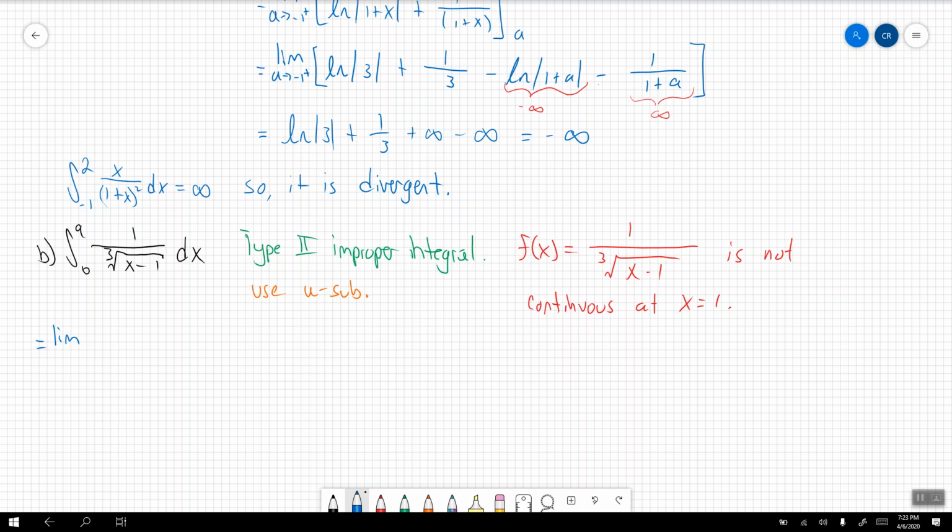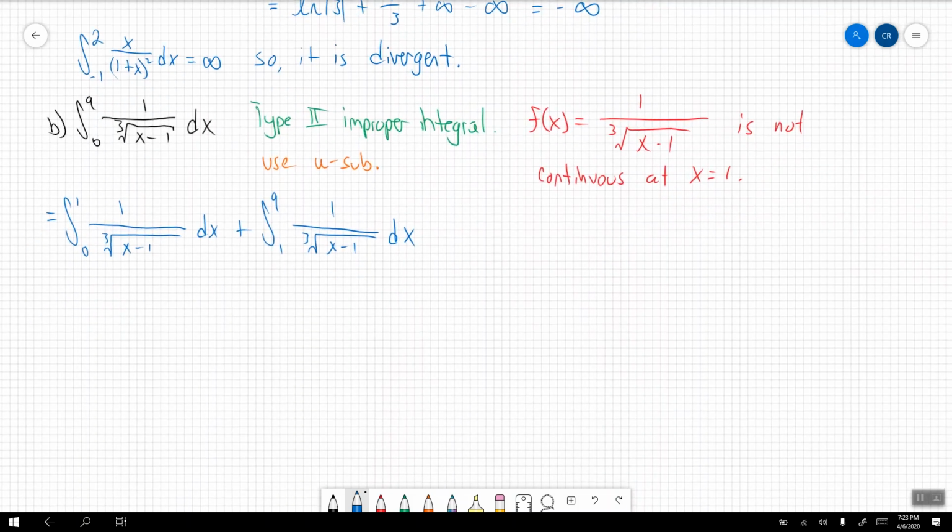Actually, I'm going to back up really quick. We alleviate this by setting up two integrals, and here are the integrals that we want to set up. From 0 to 1, of 1 over the cube root of x minus 1 dx, plus from 1 to 9, of 1 over the cube root of x minus 1 dx. Notice I used a property from Calc 1 that says we can split up our integral within our domain so long as we keep the bounds of integration the same.